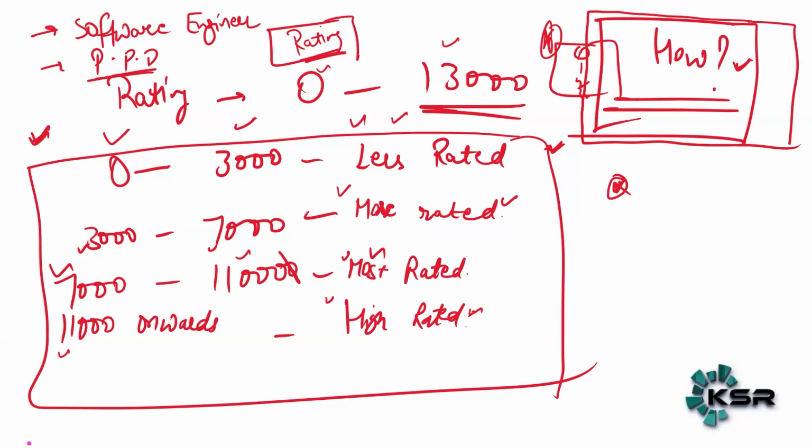Just try to listen to the problem statement once again, very carefully. If rating is greater than 0 and less than 3000, then it is less rated. If it is 3000 to 7000, then it is more rated. If it is from 7000 to 11,000, then it is most rated. Any hint? You got it?